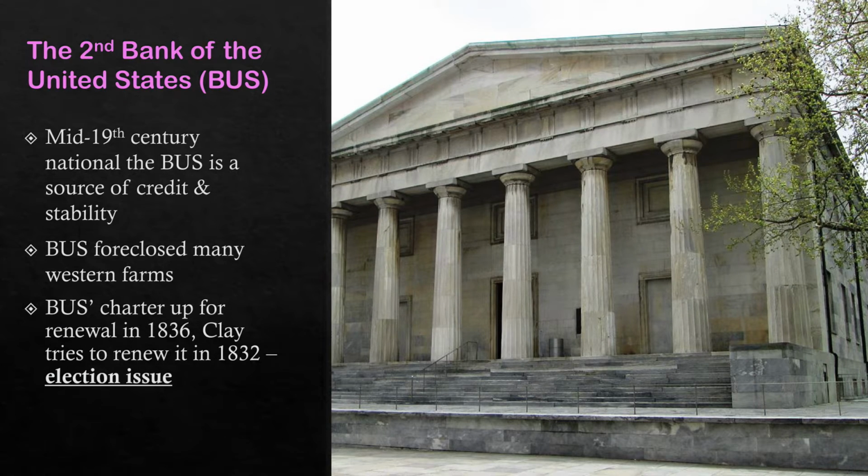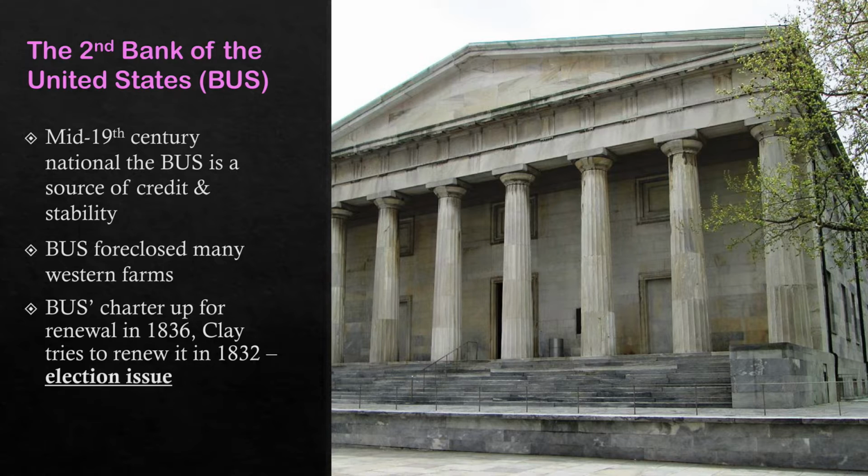But let's look at the next big issue. That is the second bank in the United States. Southerners do not like the national bank. This infringes upon their states' rights. Jackson particularly doesn't like it. He lost money in the Panic of 1819, and he will blame the bank for that.